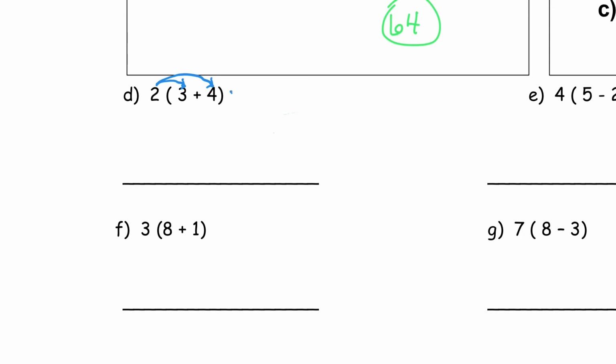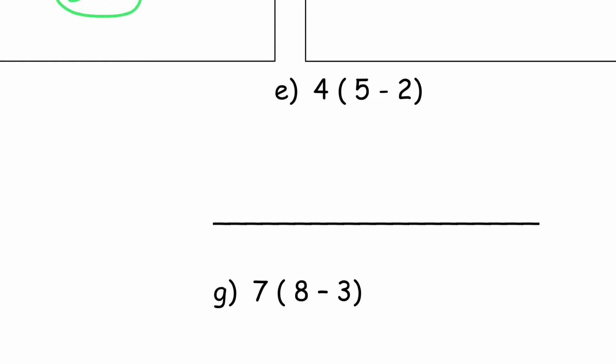So let's try that one together here. 2 times 3 plus 2 times 4. 2 times 3 is 6, plus 2 times 4 is 8. Final answer is 14, just like the order of operations. For letter E, we're going to multiply 4 times 5. Now notice inside there's a subtraction sign.